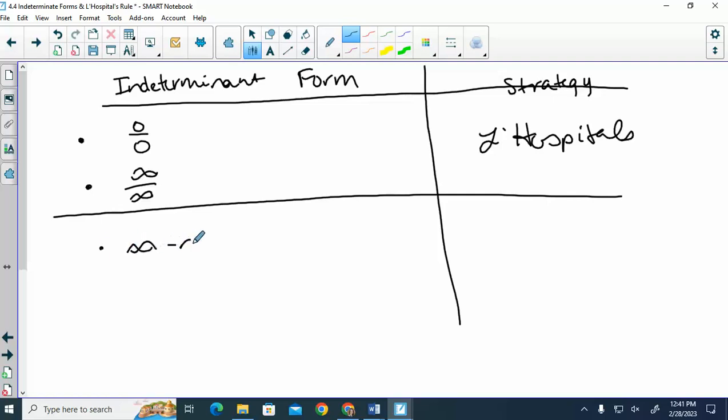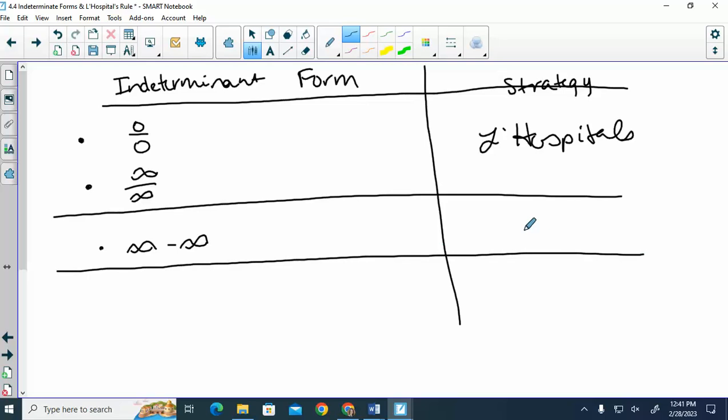Then we have the difference. If it's infinity minus infinity, then our strategy is to write it as a fraction, and then we get that constant on there to make a single fraction, and then it should be 0 over 0 or infinity over infinity, so then we do L'Hopital's.